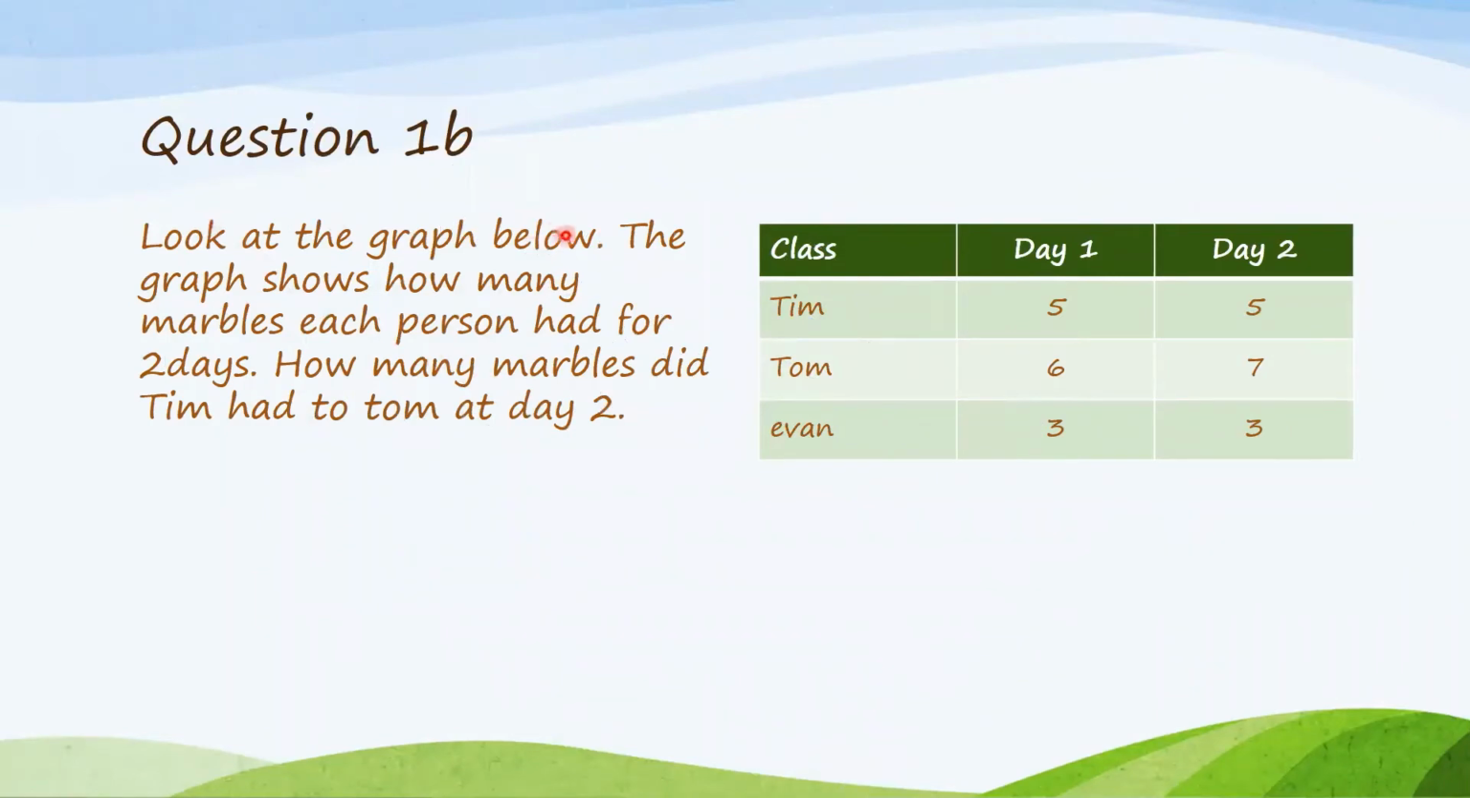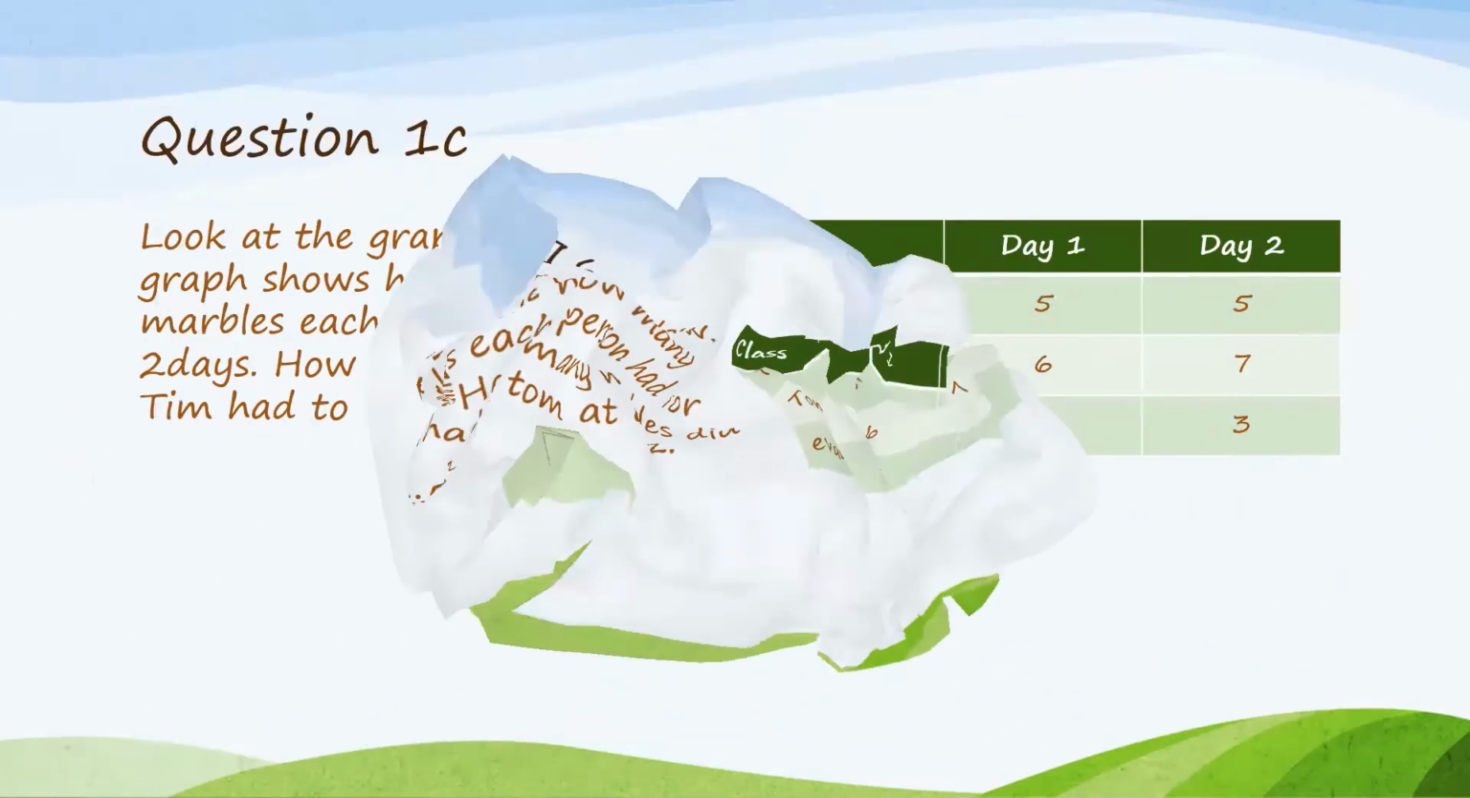Question 1b. Look at the graph again. The graph shows how many marbles each person had for 2 days. How many marbles did Tim have to Tom at day 2? The answer is 5:7. Because at day 2, Tim and Tom had 5:7. Why can it not be 7:5? It's how many marbles did Tim have to Tom at day 2, just like day 1.